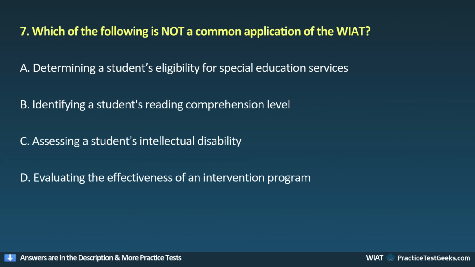7. Which of the following is not a common application of the WIAT? A. Determining a student's eligibility for special education services. B. Identifying a student's reading comprehension level. C. Assessing a student's intellectual disability. D. Evaluating the effectiveness of an intervention program.